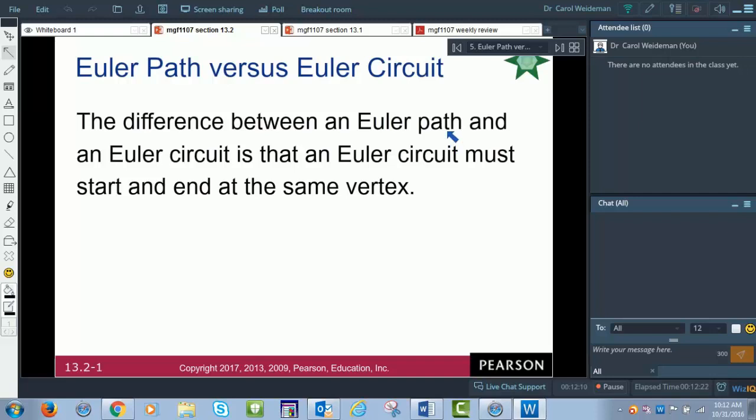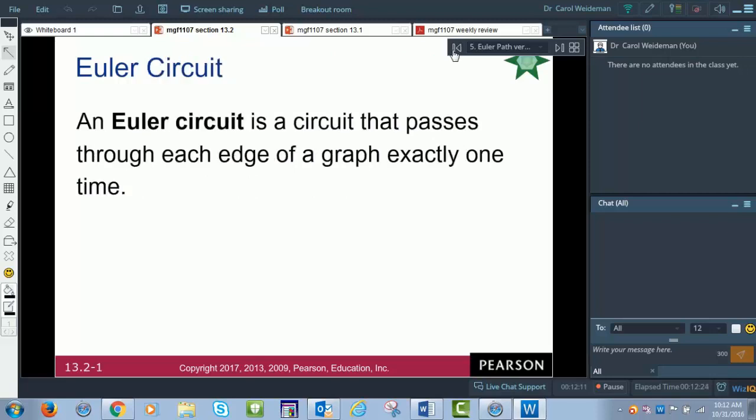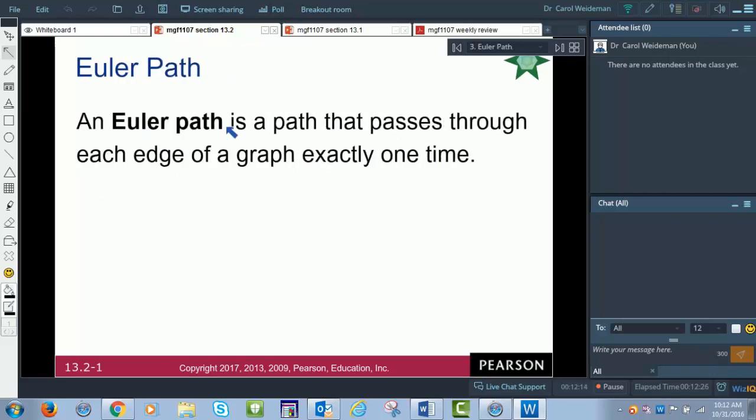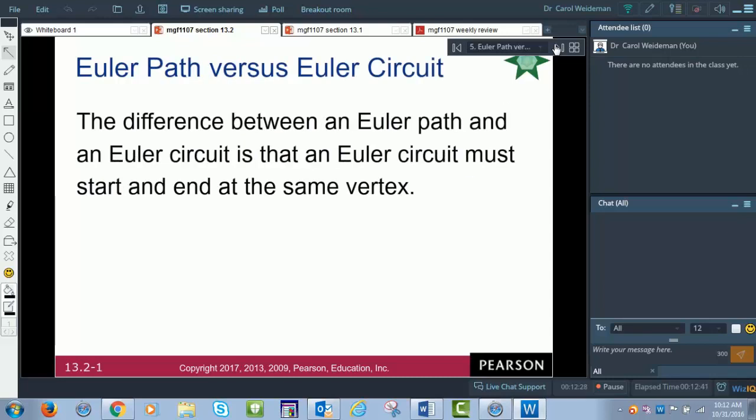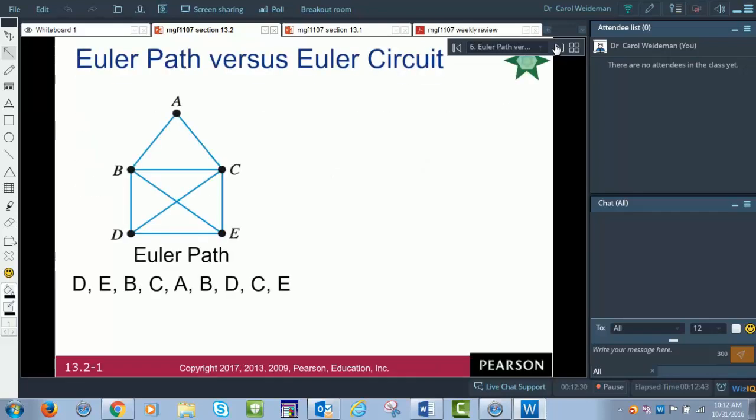Okay, so the path goes through every edge. Let's go back and go through them one more time. A Euler path is a path that passes through each edge of the graph exactly one time. The Euler circuit is a circuit that passes through each edge exactly one time. And remember, a circuit starts and stops at the same vertex.